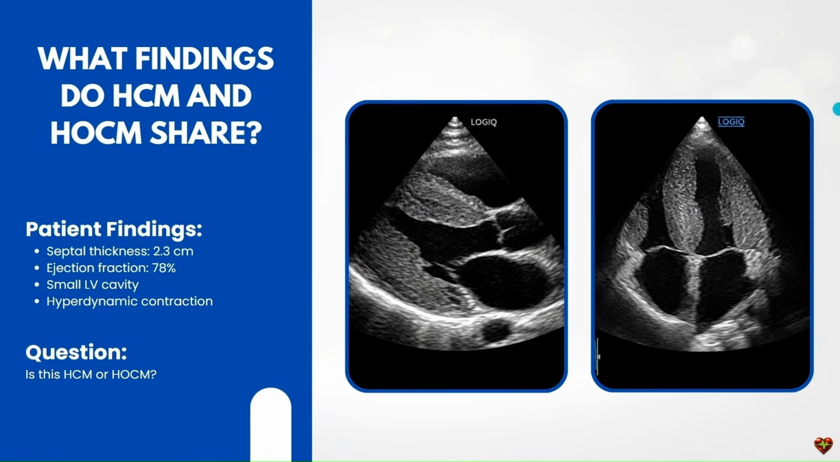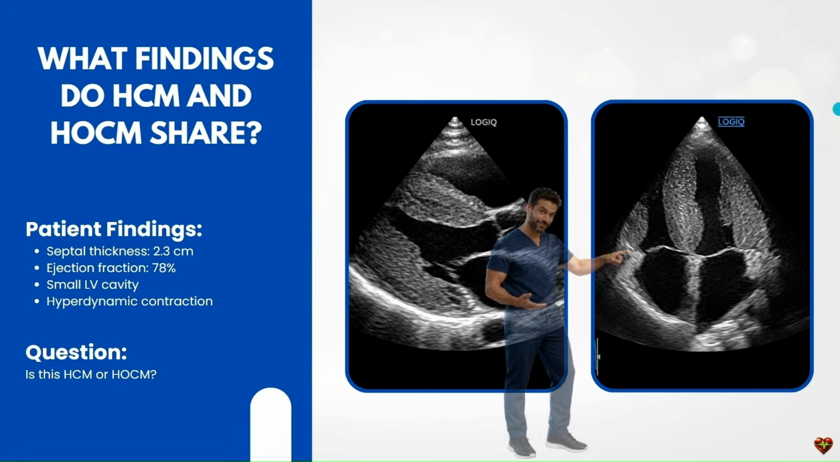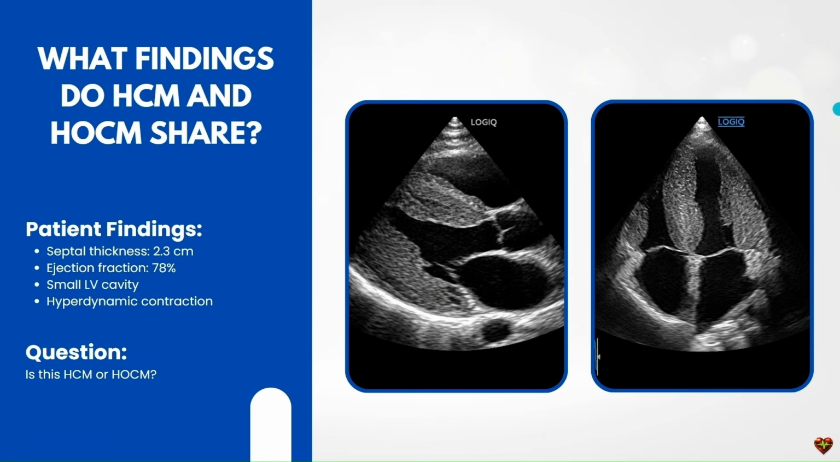I want to begin with a question. Imagine you're performing an echocardiogram and you observe a patient with severe septal hypertrophy measuring 2.3 centimeters. The ejection fraction is approximately 78%. The ventricle appears small and contracts vigorously. My question is simple. Is this patient suffering from HCM or HOCM? Many students immediately answer HOCM, but here's the problem. At this point, we don't actually know.